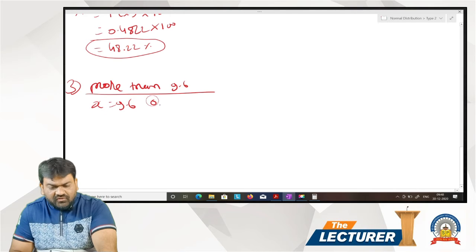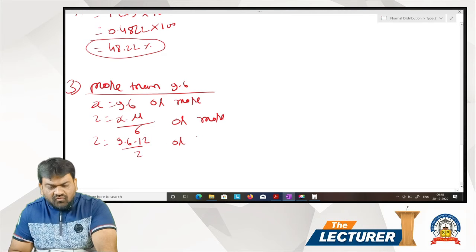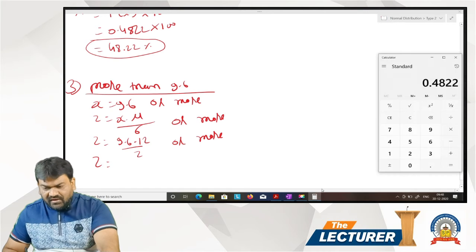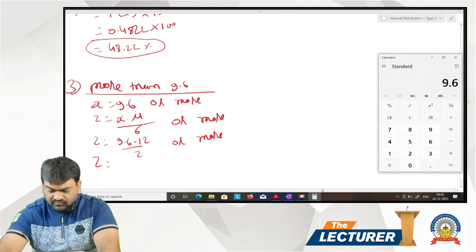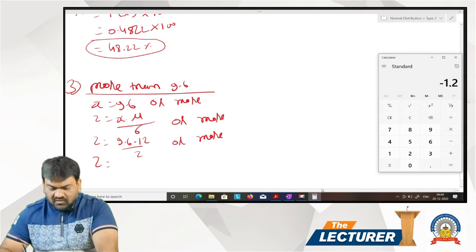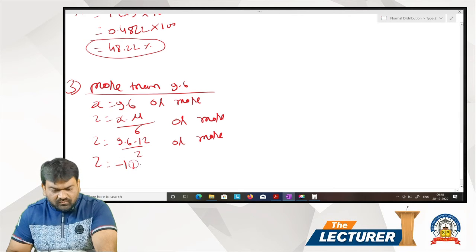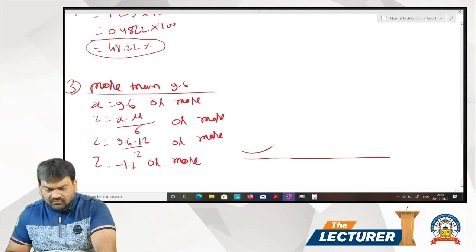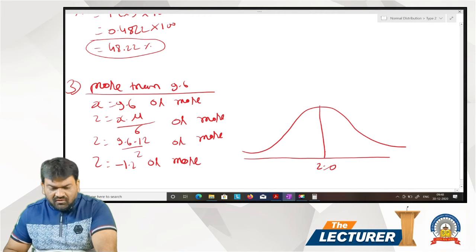X is 9.6 or more. Z is (x minus mu) upon standard deviation, or more. So Z is equal to (9.6 minus 12) divided by 2, that is -1.2 or more. Draw the area under the normal curve. In the exact middle, z is equal to 0.